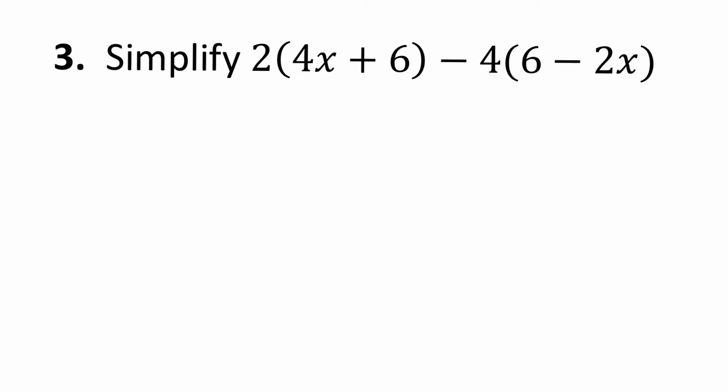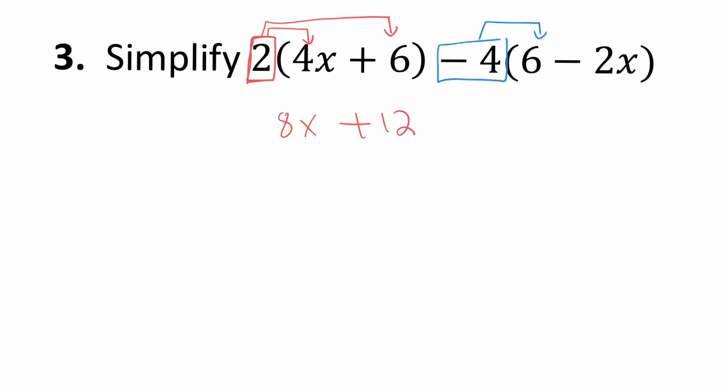So I can distribute the number 2 into the parentheses, and then I can also distribute the minus 4 into the second parentheses. Let's distribute the 2 first over here. 2 times 4x, that's 8x. 2 times the positive 6, that's a positive 12. And then you distribute the minus 4. Negative 4 times 6, that's minus 24. You're multiplying. Negative 4 times negative 2x, that's a positive 8x.